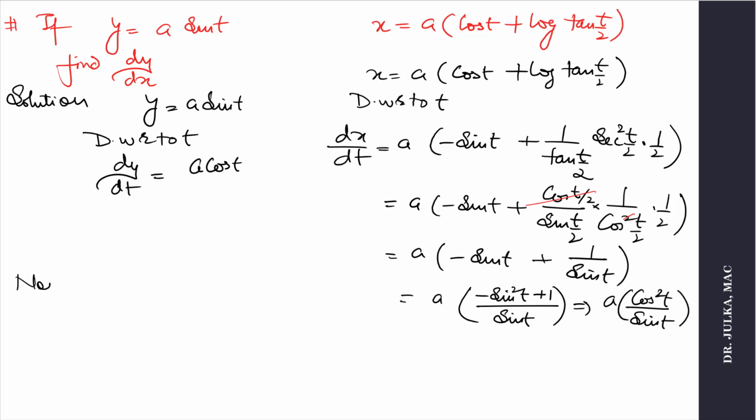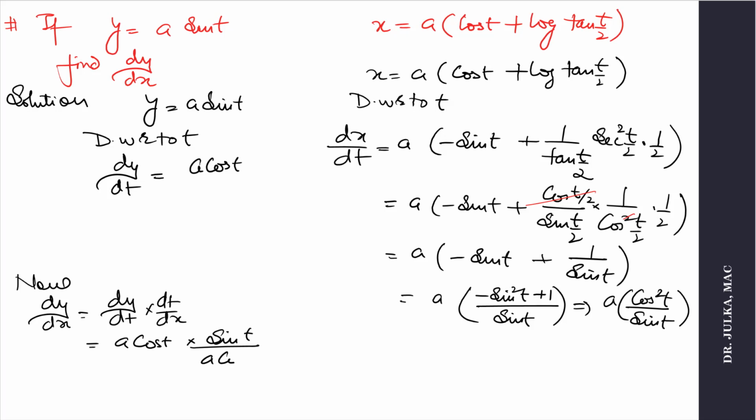Now dy by dx equals dy by dt into dt by dx. The value of dy by dt is a cos t, and the value of dt by dx is sin t divided by a cos square t. And after simplification, we will get the answer tan t.